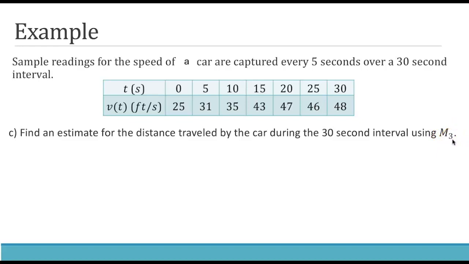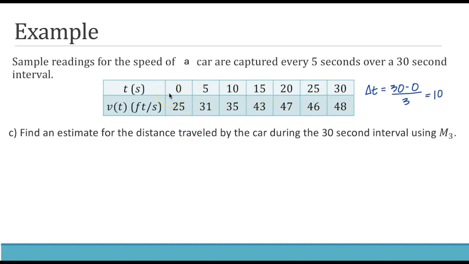Well, our delta t in this case, since t is the input variable, the width of each rectangle is 30 minus 0 over 3. So the width of each rectangle is 10. And that makes sense, right? A 30-second interval divided into 3 equal parts is 10 seconds each.